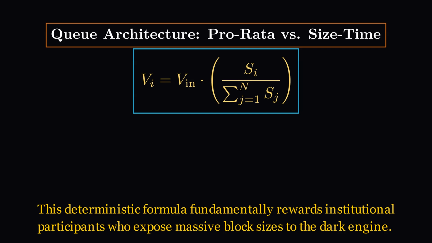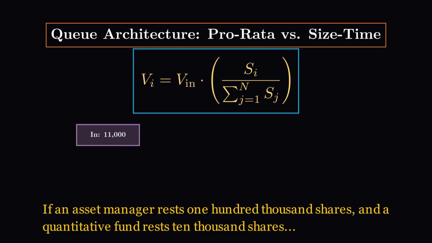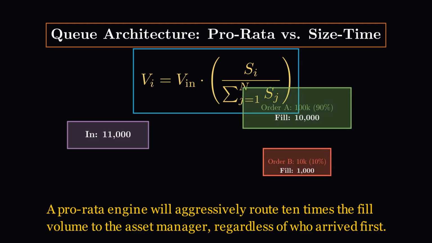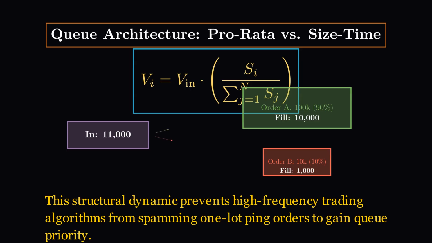This deterministic formula fundamentally rewards institutional participants who expose massive block sizes to the dark engine. If an asset manager rests 100,000 shares, and a quantitative fund rests 10,000 shares, a pro-rata engine will aggressively route 10 times the fill volume to the asset manager, regardless of who arrived first. This structural dynamic prevents high-frequency trading algorithms from spamming one-lot ping orders to gain queue priority.